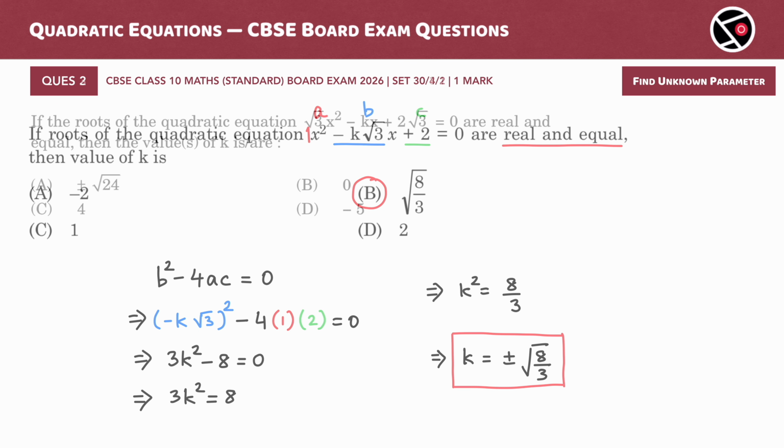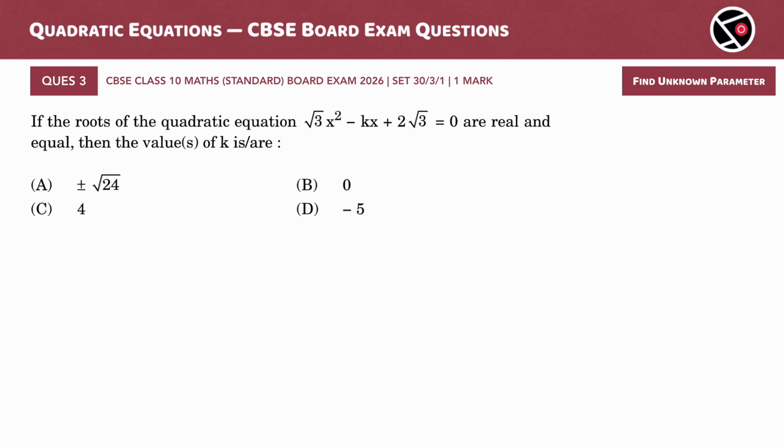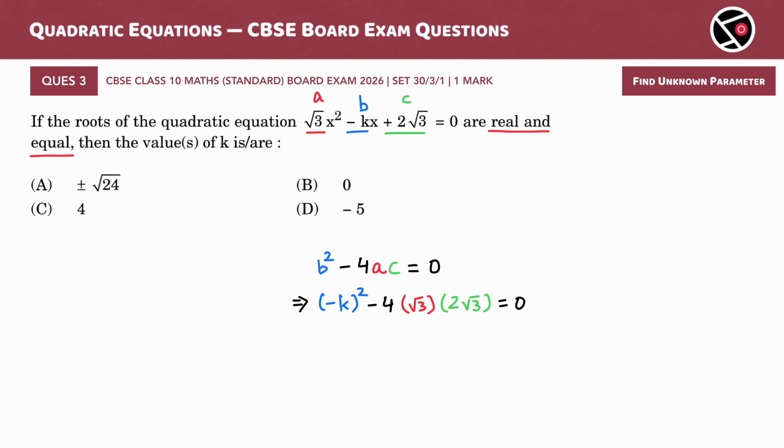Here is another question on exactly the same pattern. You have 30 seconds. Alright, we have real and equal roots again. B square minus 4ac equals 0. A is square root 3. B is minus k. Make sure you don't forget the minus sign. C is 2 square root 3. We have minus k square minus 4 times square root 3 times 2 square root 3 equals 0.